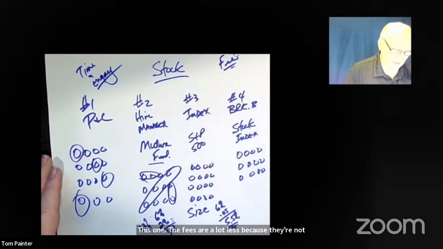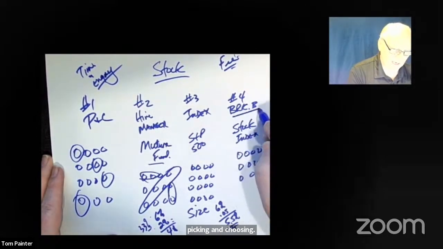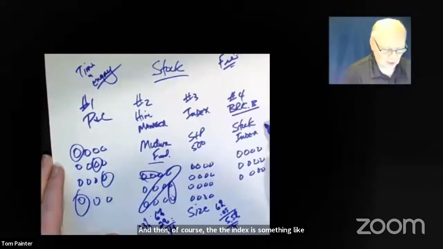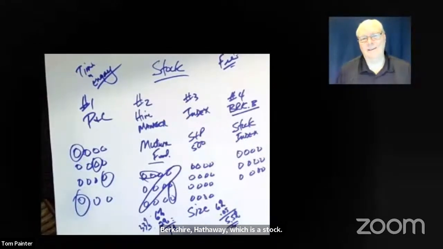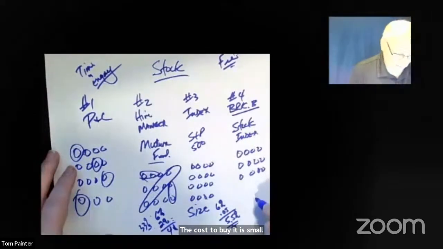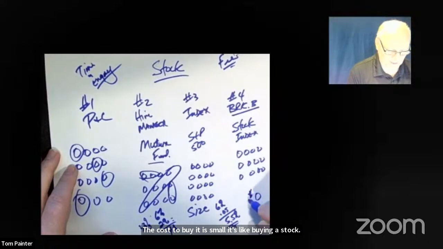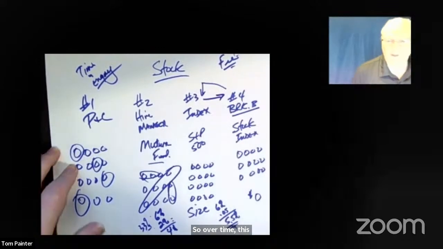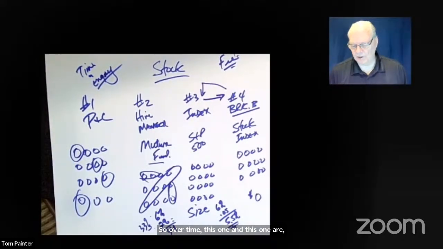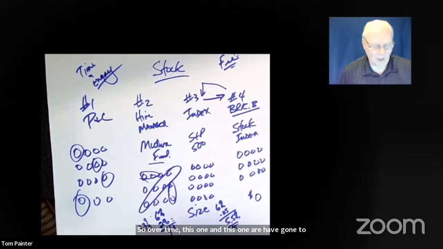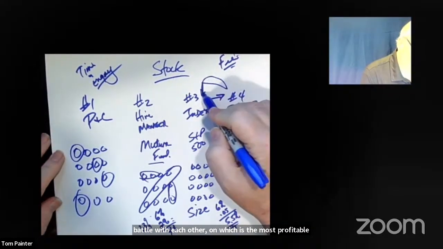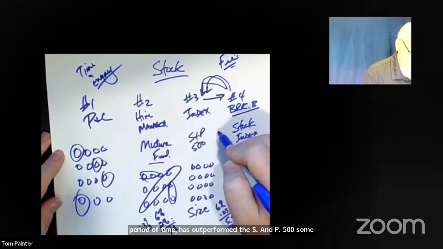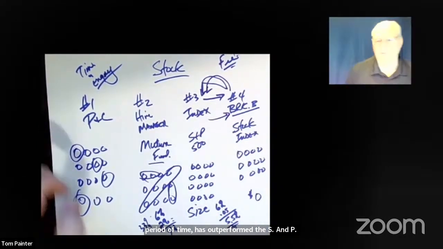And then, of course, the index is something like Berkshire Hathaway, which is a stock. The cost to buy it is small. It's like buying a stock, the very small cost. And there's zero fees for you to be able to manage it. So over time, this one and this one have gone to battle with each other on which is the most profitable. Now, over a long period of time, Berkshire Hathaway has outperformed the S&P 500. Some years, the S&P 500 has outperformed Berkshire Hathaway.